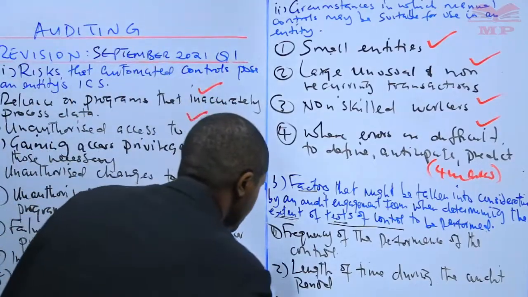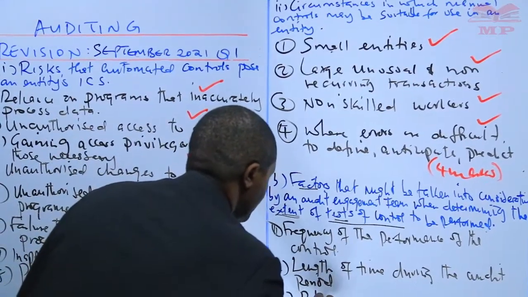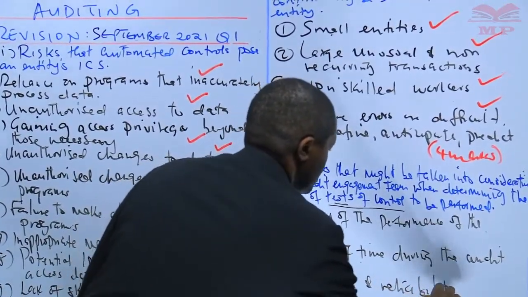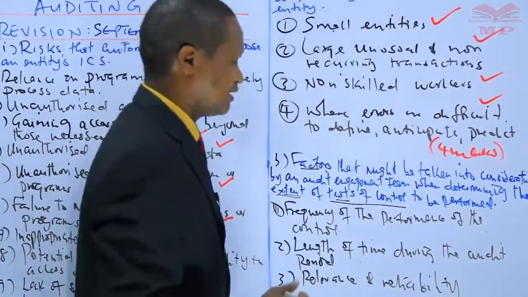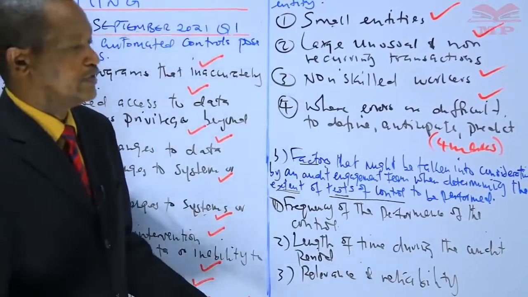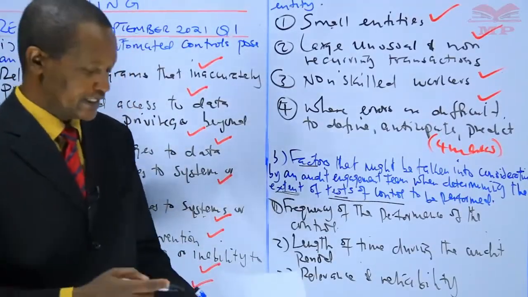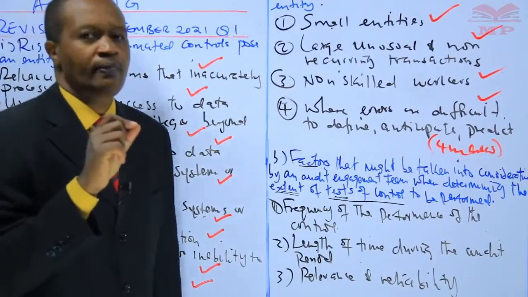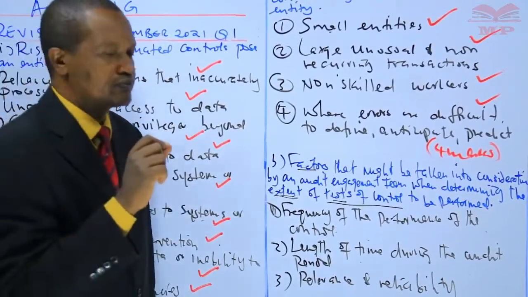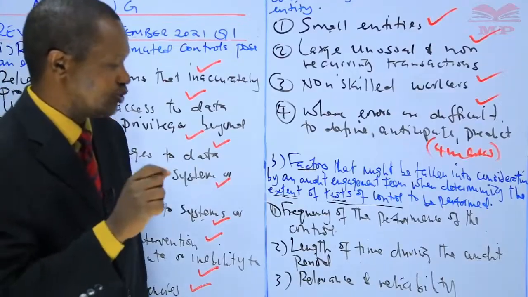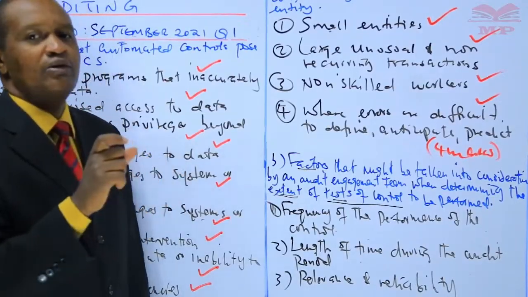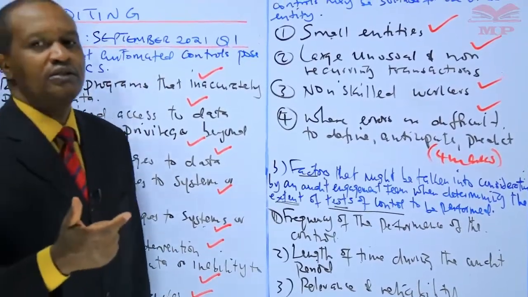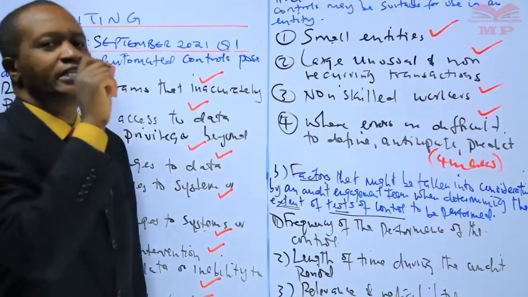Number 3, relevance and reliability of the audit evidence to be sustained in supporting that control. Okay? That is a factor to consider. What is the relevance? What is the reliability of the audit evidence to be sustained in supporting that control?